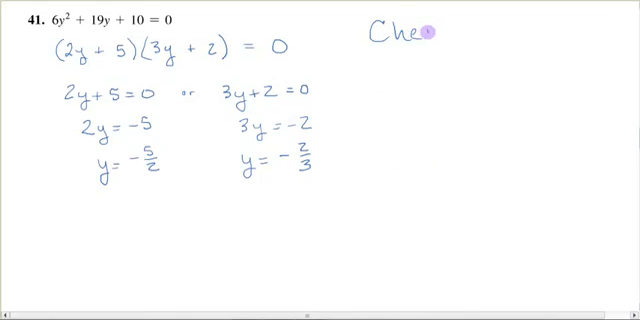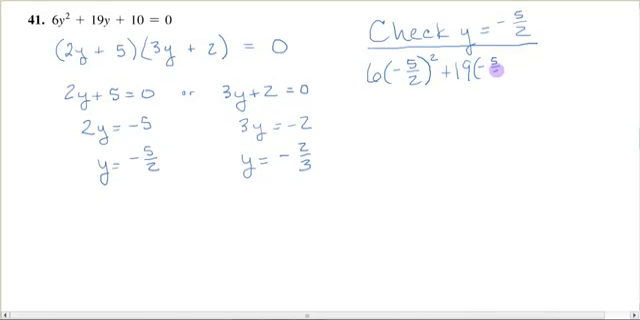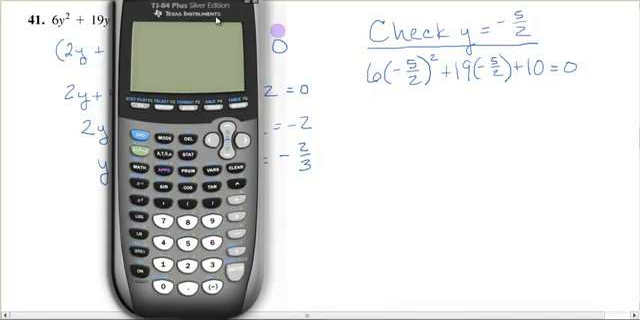Okay, let's check both of those solutions. We're going to check y equals negative 5/2 right here. And remember, put it into the very original problem: 6 times negative 5/2 squared plus 19 times negative 5/2 plus 10 equals 0. And if you'd like, you can use your calculator on this to make it just a little quicker. So we would say 6 times parentheses negative 5/2 parentheses squared plus 19 times parentheses negative 5/2 close parentheses plus 10. And when we hit enter, it should equal 0 if we have it correct. And it is, so we know that that is correct.